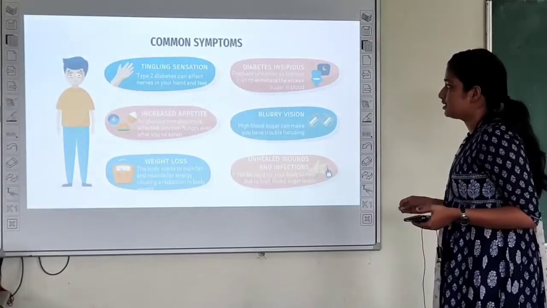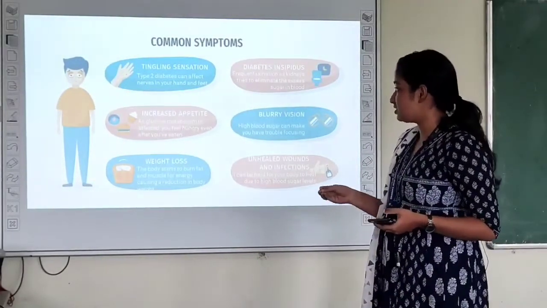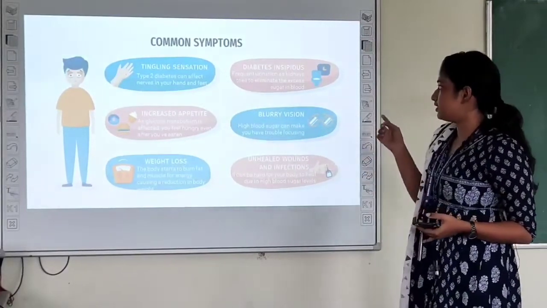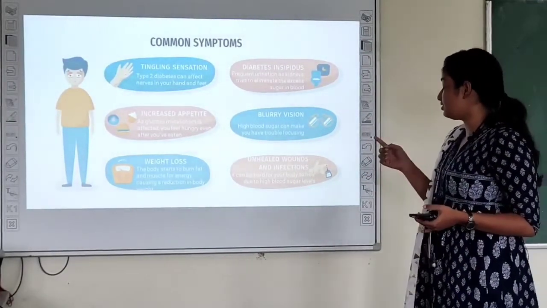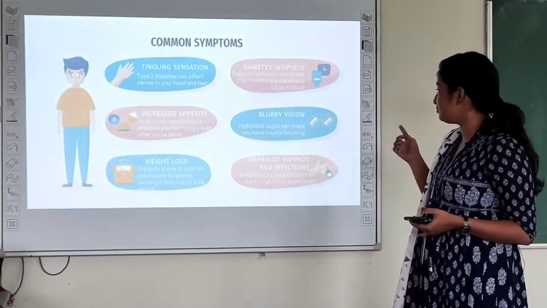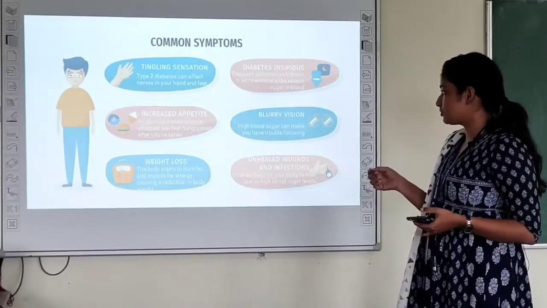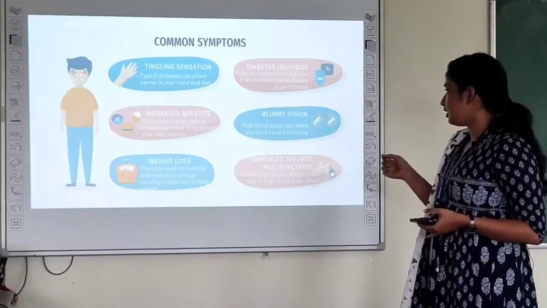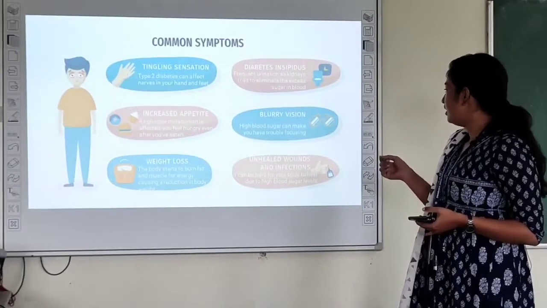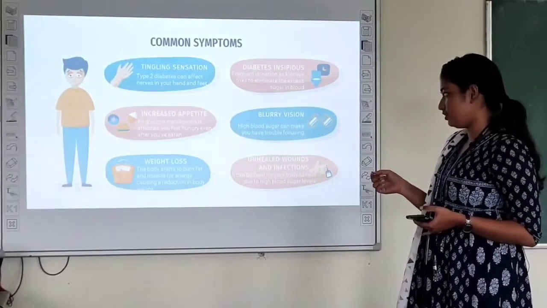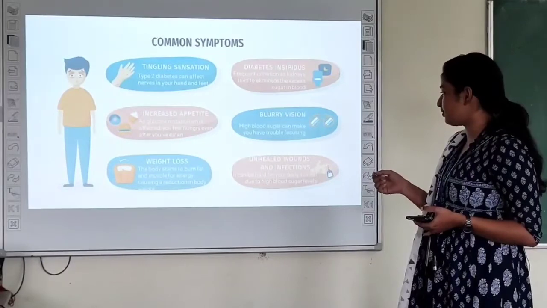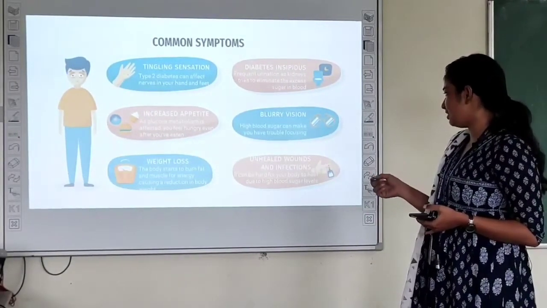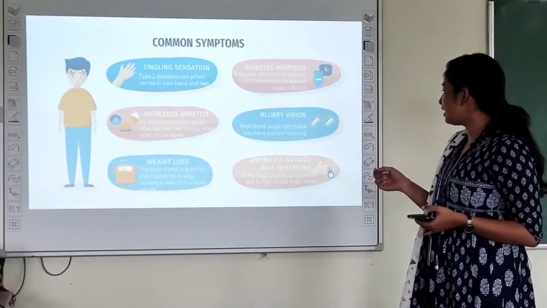So, common symptoms: tingling sensation. Type 2 diabetes can affect nerves in your hands and feet. Frequent urination, as kidneys try to eliminate the excess sugar in blood. Increased appetite. As glucose metabolism is affected, you feel hungry even after you've eaten. Blurry vision. High blood sugar can make you have trouble focusing. Weight loss. The body starts to burn fat and muscle for energy, causing a reduction in body weight. Unhealed wounds and infections. It can be hard for your body to heal due to high blood sugar levels.